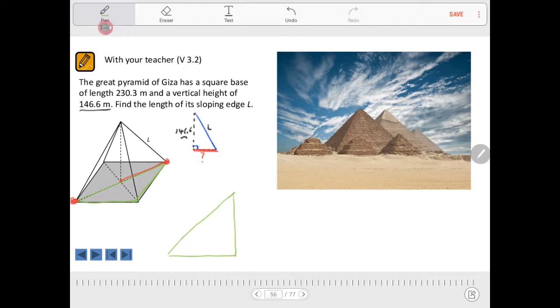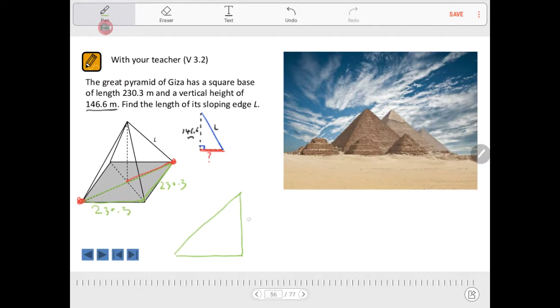We're told that the square base is 230.3 on each of these sides. So 230.3, 230.3, it forms this right angle here, which is difficult to see in 3 dimensions, but there's a right angle down there. This length here, we've already got L, I'll call this X. Using Pythagoras' theorem, X is the square root of the 2 sides squared and added, because we're finding the hypotenuse of this right angle triangle.